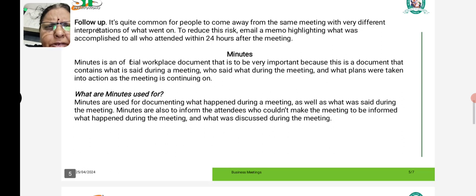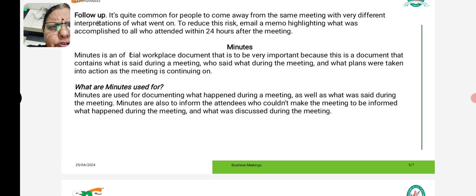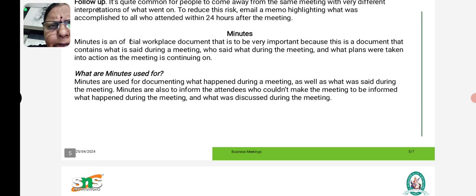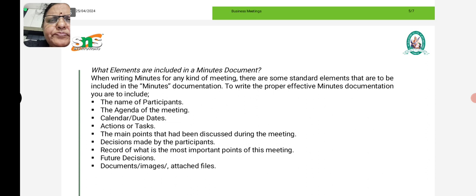So what are minutes used for? Minutes are used for documenting what happened during a meeting as well as what was said during the meeting. Minutes also inform the attendees who could not make the meeting of what happened and what was discussed during the meeting. So the discussion made during the meeting is known as minutes.